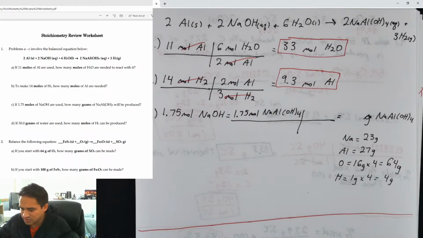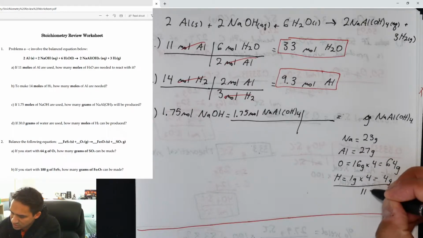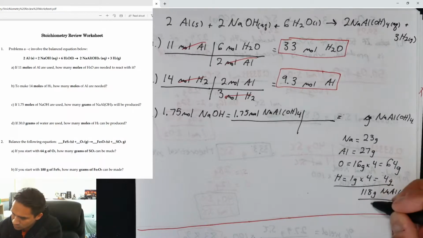Just going to make sure we do this right. So 23 plus 27 plus 64 plus 4. I get 118 grams per mole. All right, so here's our molar mass.